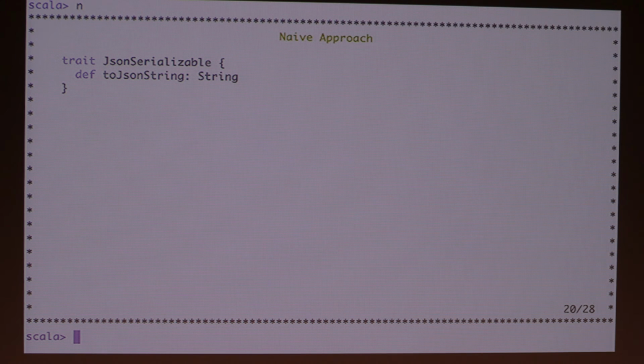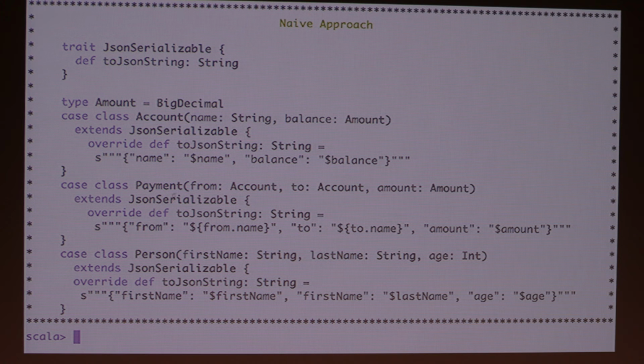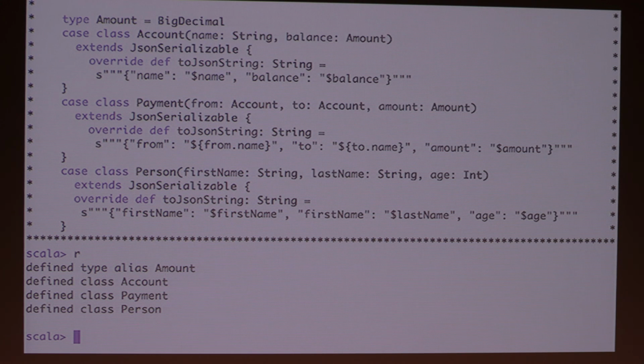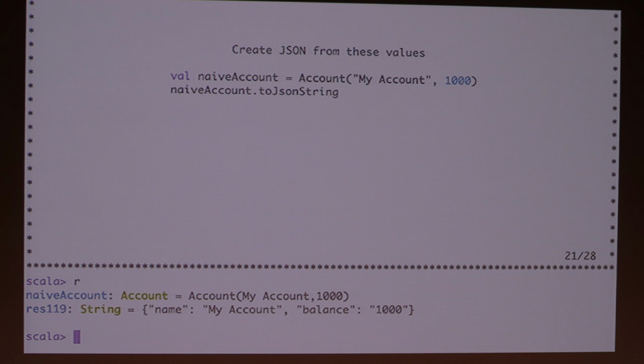So let's take a look. We have this trait JSONSerializable, which has a toJSON string, and for now we'll just use String for the JSON type to keep it simple. Next we define some model classes. So we have a case class Account here, a case class Payment, and a case class Person, and they all extend from JSONSerializable, and therefore we have to implement this toJSON string. So I just write everything out for now. Just fill everything in. So this is quite a lot of code, but it works. We can create an account, we can create a JSON string, and it will work.